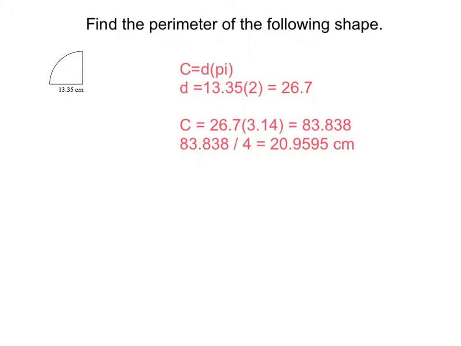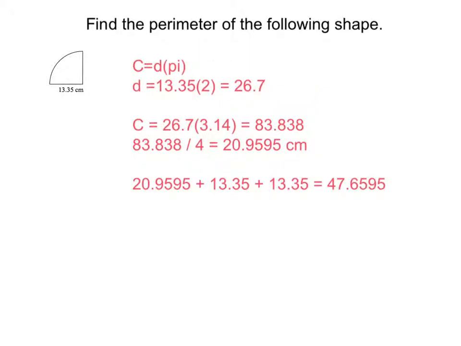And this 21 we are going to add to 13.35 and 13.35 to get the full perimeter of the shape. So when we add up those three, we get a total perimeter of 47.6595, and when we round it off so that we have 2 decimal places like our original measurement had up here, we're going to have that the perimeter of the shape is equal to 47.66 centimeters.